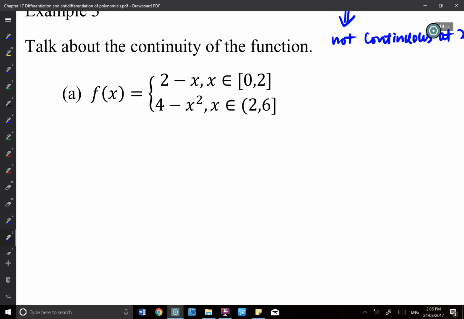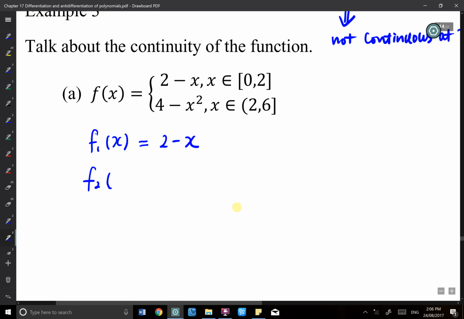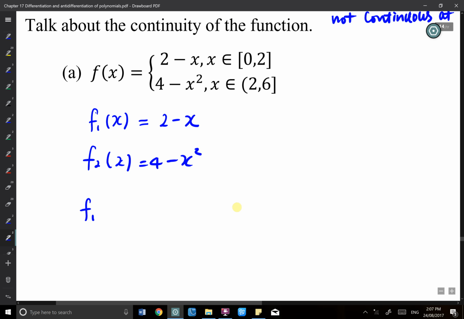So it's the 2. I will just name those two functions separately. I'll say f1 is 2 minus x. f2 is 4 minus x squared. Okay, and then I'll substitute 2 separately. f1 of 2, I will have 0. f2 of 2, I will have 0 again.